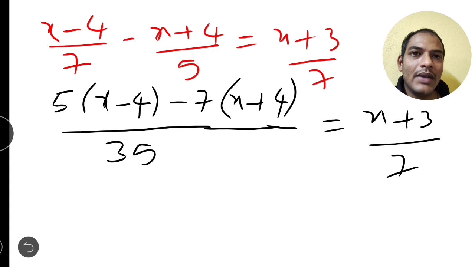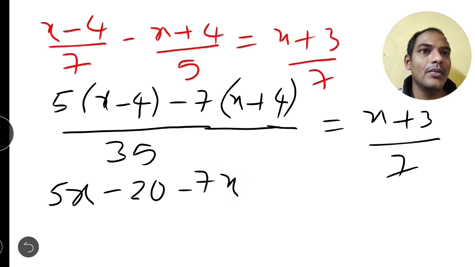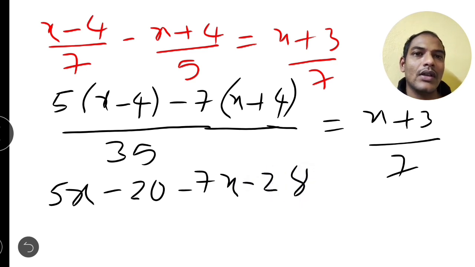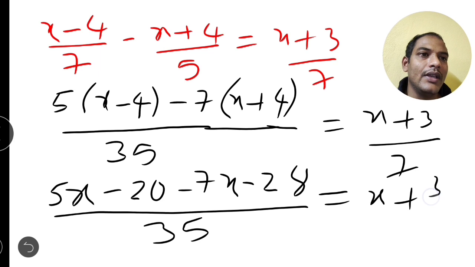Now multiply 5 inside: 5 into x is 5x, 5 4s are 20, minus 7 into x is 7x, and here very important, minus 7 into plus 4, minus 28, divided by 35, equals (x plus 3) divided by 7.